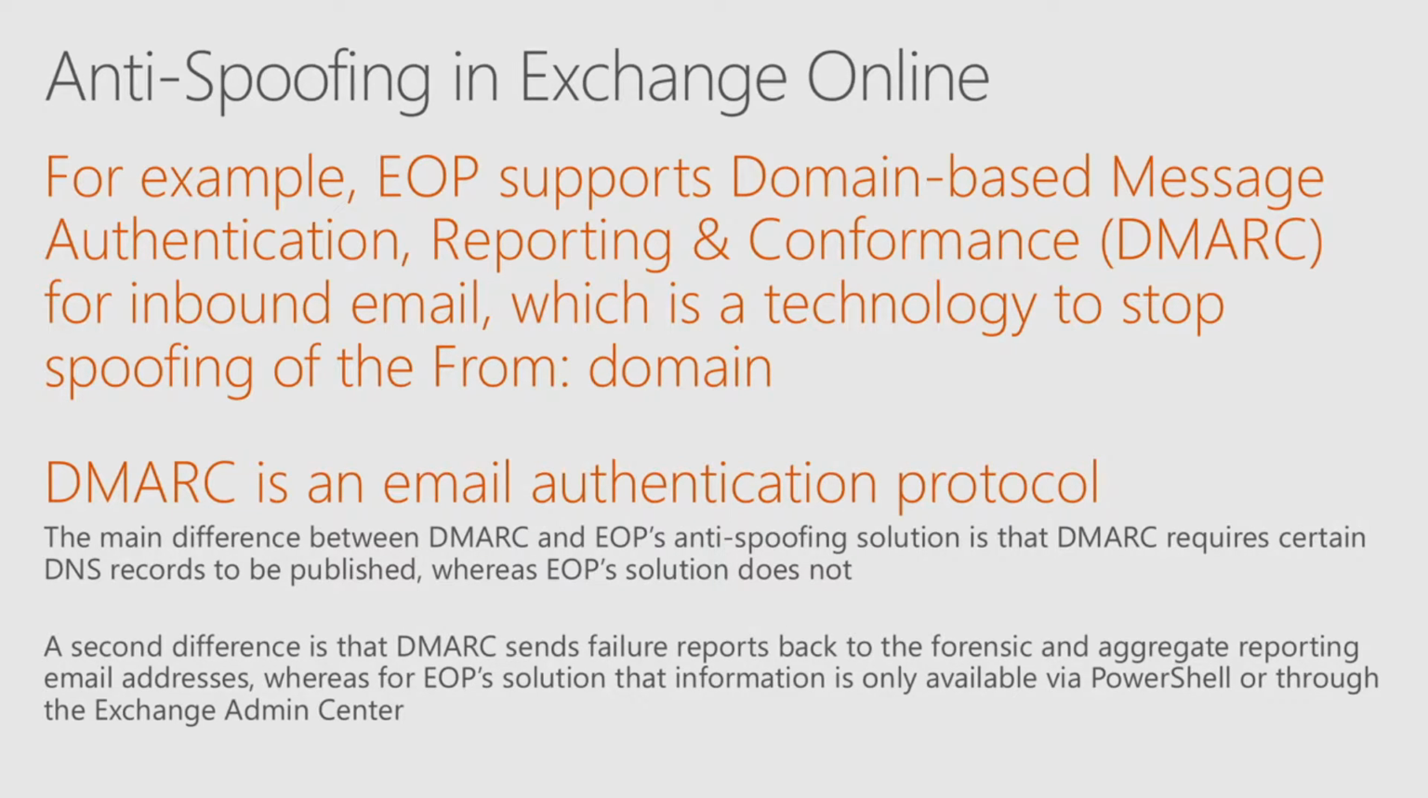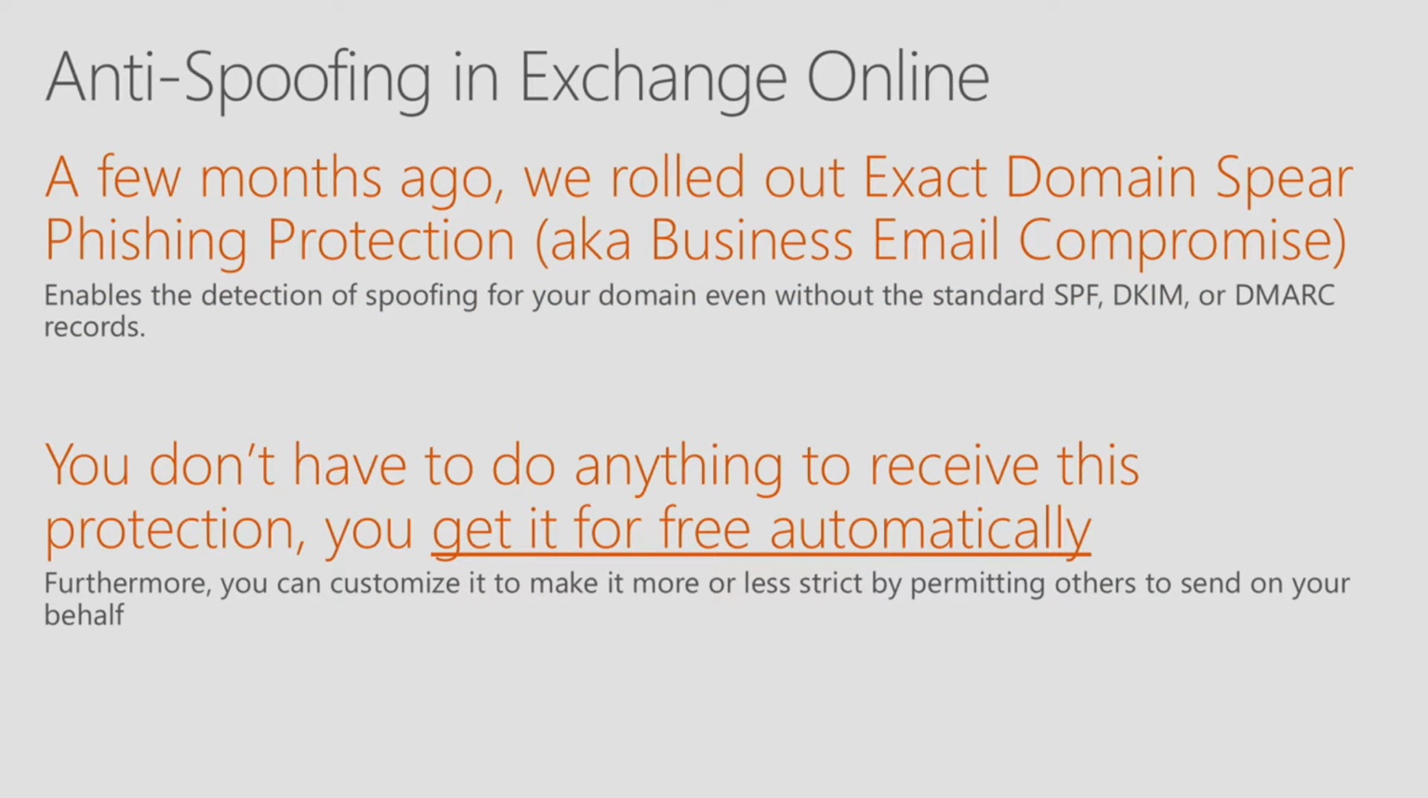Now, a few months ago, we rolled out this feature called Exact Domain Spear Phishing Protection, or what we call business email compromise. This is specific detection for spoofing of your domain, even if you don't do anything around SPF or DKIM or DMARC. So if the administrator takes zero action to prevent against spoofing of your domain, we now have a feature that will jump in there and take care of it. And better yet, you don't have to do anything. It's free and it's automatic. It just gets turned on for everyone, and you've got out-of-box anti-spoofing. Of course, you can customize it if you want to tailor it to your organization's needs. You can tighten the controls. You can loosen the controls a little bit. And you can also have other administrators involved with managing as well. But it is free and it's automatic.